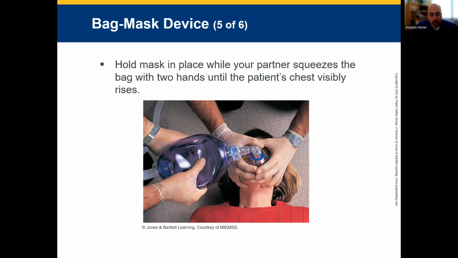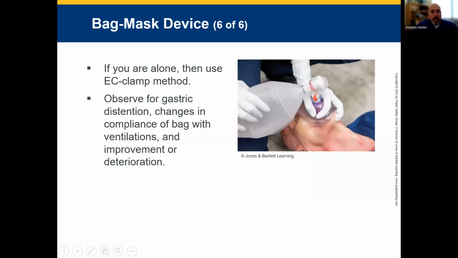Make sure if we're using two-man assist ventilations, that we've got the EC method here being shown, making sure that the mask is at the top. The nose portion bridge is at the nose itself. And so this face piece is also rounded on the bottom to show the chin. So if you're alone, use the EC clamp method. Make sure you observe the gastric distension and then changes needed.